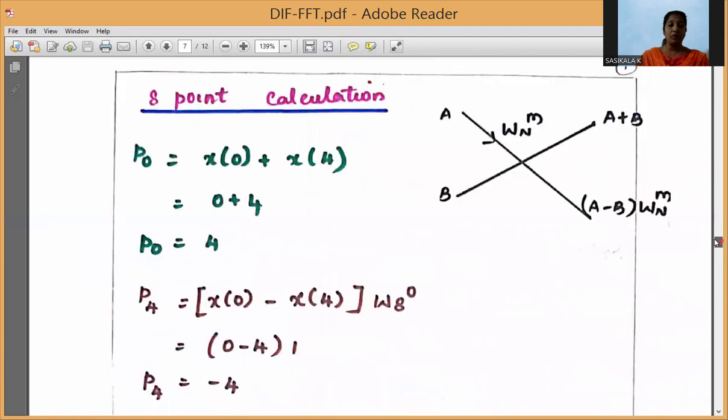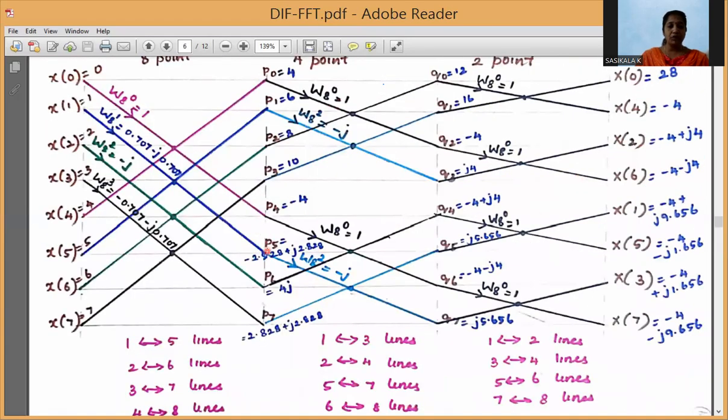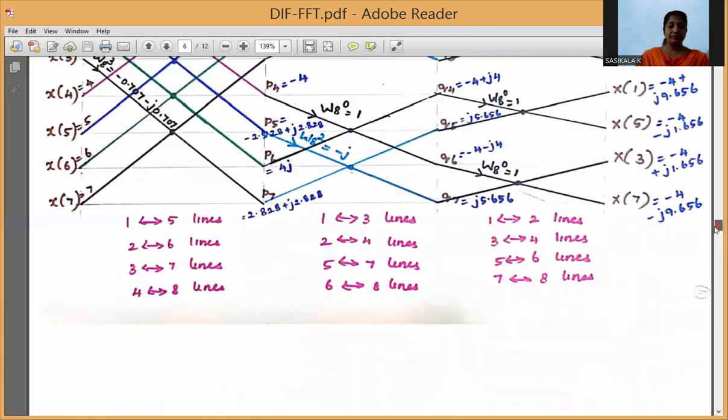Whereas the second output is P5. For this P5, what you have to do is first input minus second input into the twiddle factor. That is x of 1 minus x of 5 into W8 power 1.